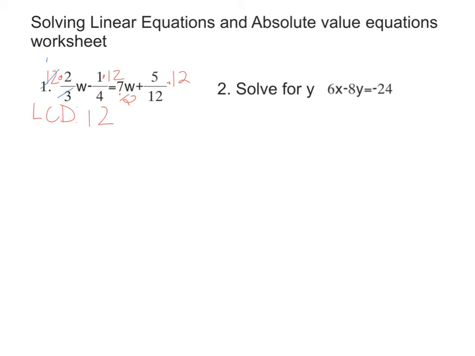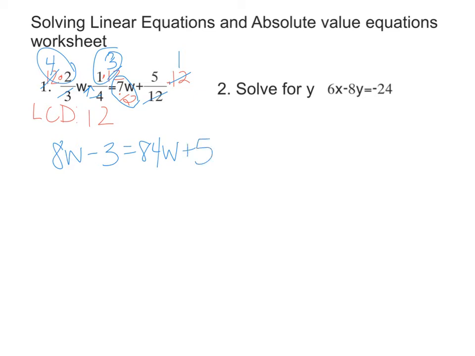3 goes into 12 4 times. 4 times 2 is 8W. 4 goes into 12 3 times. 3 times 1, and it's minus 3. 12 times 7 is 84W, and the 12 divided by 12 is 1. 1 times 5 is 5. Now we have an equation with no fractions, so that's the nice thing about Fraction Buster.